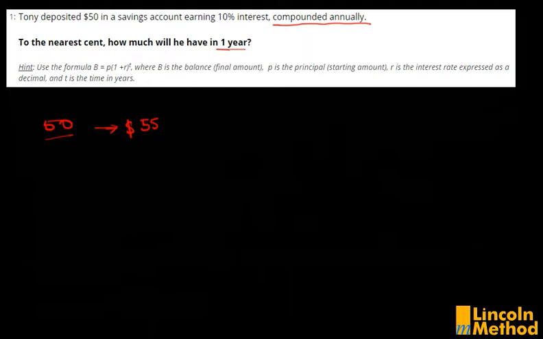Now for the second year, when the second year begins, my principal amount is not going to be 50, it's going to be 55. And it keeps on increasing, so the principal for every new year is going to be the old principal plus the interest added, which gives us the new principal amount. This is what we mean by compounded annually.